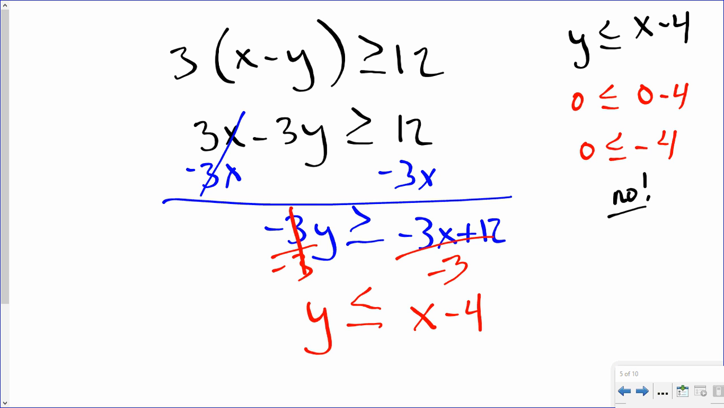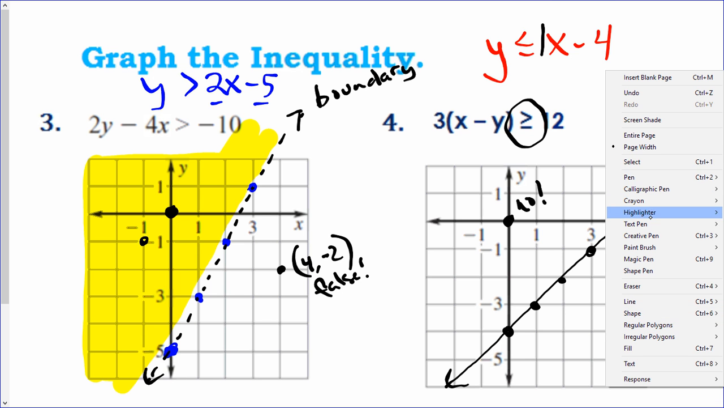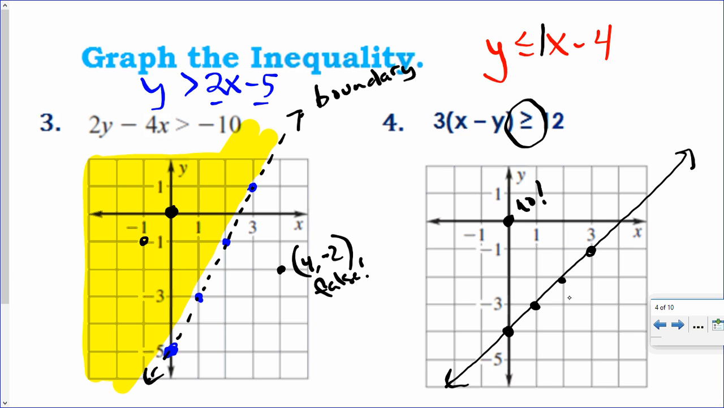So what does that mean for us? I go back and I say, this origin right here, it's not a part of the solution. So what does that mean? That means the other side is the side that I will highlight. If I get my highlighter out, get that going.